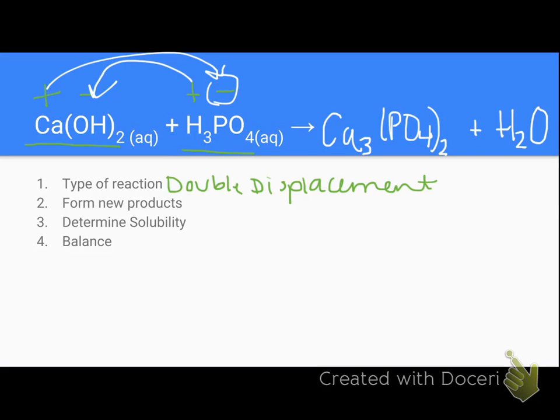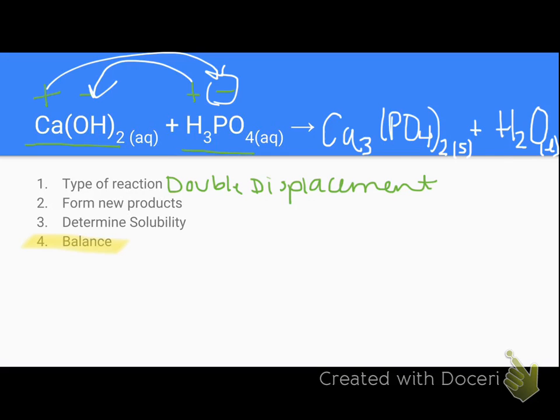Now we have to determine our solubility. So using our solubility rules, phosphates are insoluble except for the exceptions listed there. Calcium is not one of those exceptions. So this is going to be a solid. And then water we know is a liquid. And then after that you're going to balance. We're not going to do that here, but you can come back and balance that equation.